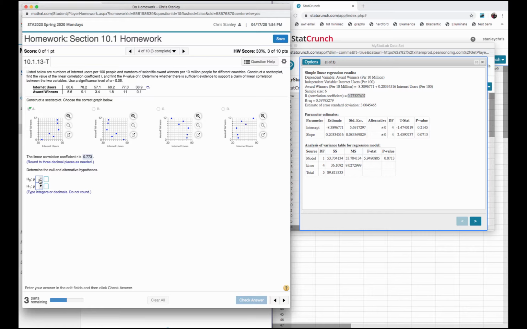Okay, the null hypothesis is rho equals 0, and the alternative is rho is not equal to 0. And I'll just go over this again. Rho equals 0 means that we're expecting to see a blob with no association. What this means is that we're going to see some sort of a pattern. Okay, either up or down.